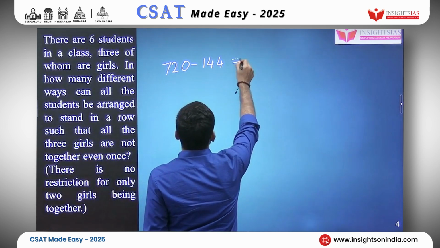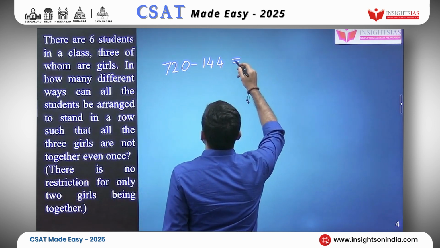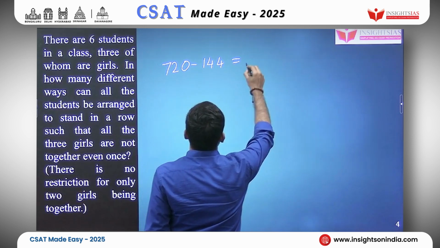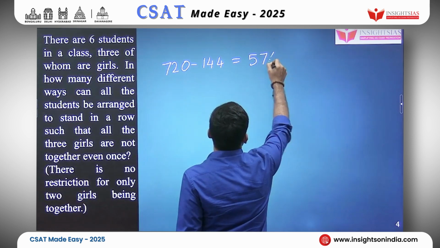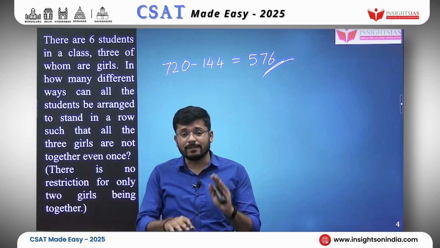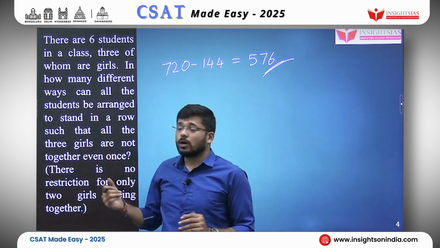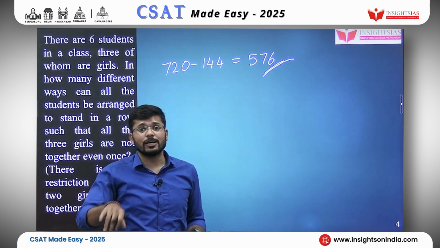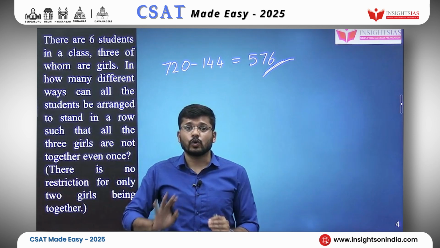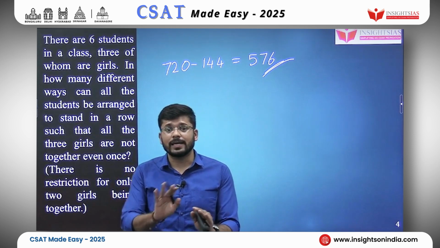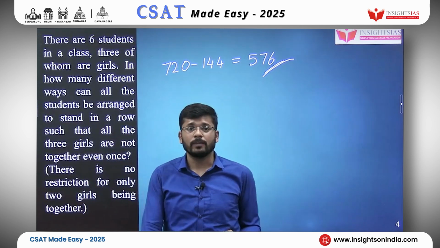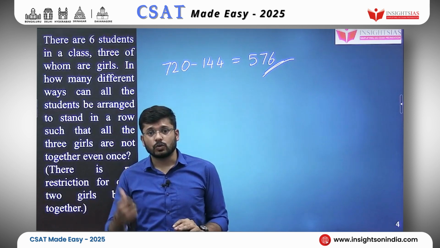That would be how much? 700 minus 100, 600, 580, 576. Yes. So there are 576 ways in which 6 students, of whom 3 happen to be girls and 3 happen to be boys, can be made to stand such that all 3 girls are never together. 2 of them can be together, all 3 are never together. How many ways? 576 ways. Okay. Now you learnt 3 concepts through 3 questions.